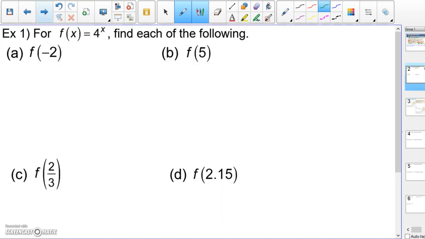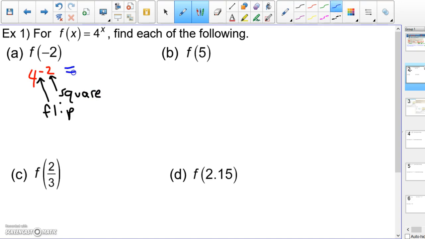Example 1, f of x equals 4 to the x. Find each of the following. So there are a couple of things you want to do with and without a calculator. F of -2 says plug in -2. So we have 4 to the -2nd power, and I want you to remember two things. Memorize this: a negative exponent is going to be a flip. And then, of course, we're going to do whatever this says. In this case, that's a square. So flip it and square it.